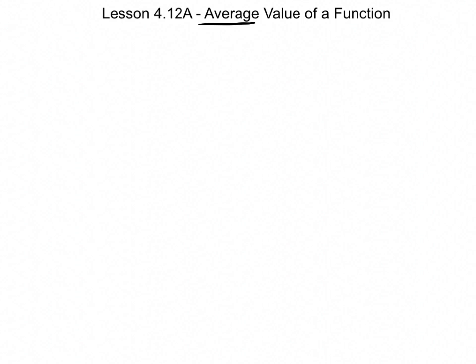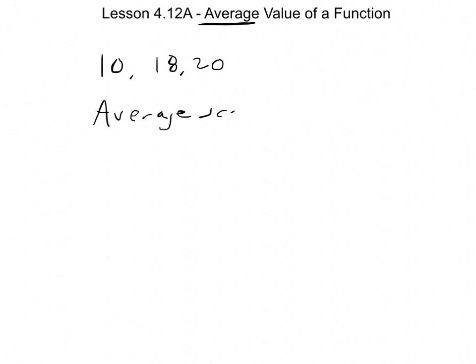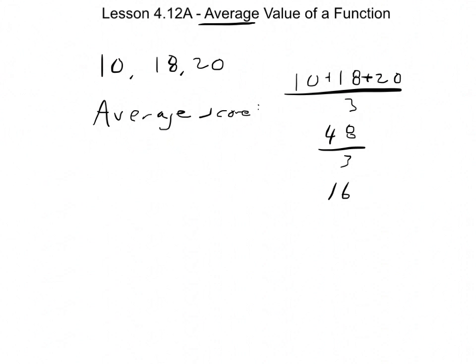how to find averages. For instance, suppose that you know on quizzes you got scores of 10, 18, and 20. What would your average score be? Okay, well, we know that we just add together the scores that we received and divide by the total number of scores that there were. This gives me 48 divided by 3, which gets me 16.